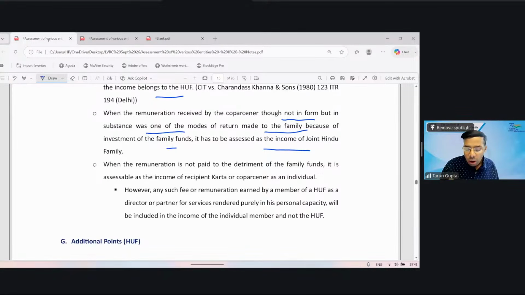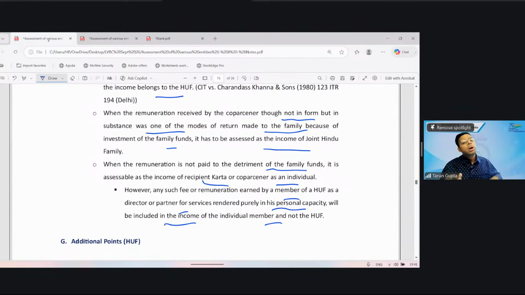If the remuneration is not paid to the detriment of the family funds, it is assessable as the income of the recipient karta or co-partner as an individual. Any such fee or remuneration earned by a member as a director or partner for service rendered purely in his personal capacity will be included in the income of the individual member only and not of the HUF.